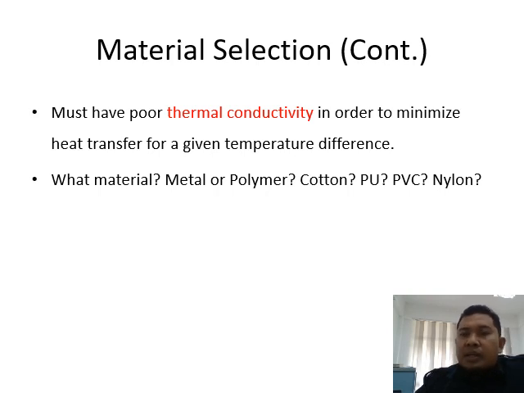Cotton, probably the best way to insulate the pipe, but cotton itself is not enough because it is easily broken by atmospheric conditions, that means by water, by physical damage, and so on. How about polyurethane? Polyurethane, you can use it, but not at high temperature. In a car, probably you can use it, but above 200 degrees, no. PVC, maximum 130 degrees. Nylon, no.